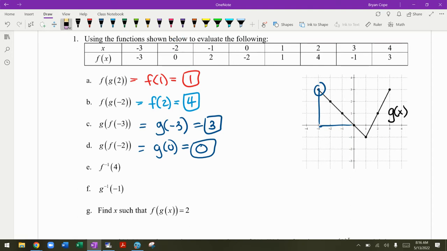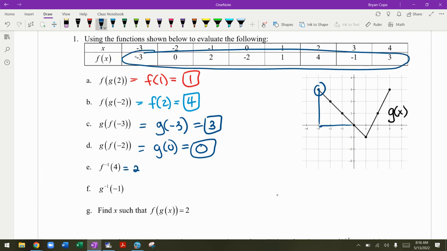Good. Okay. There are questions like that on the final. That's why I made this warm-up. Okay? What's f inverse of 4? Good job. Because you find where is the output 4. You're looking in the output section. So the output is 4 right there, and that means the input is 2.